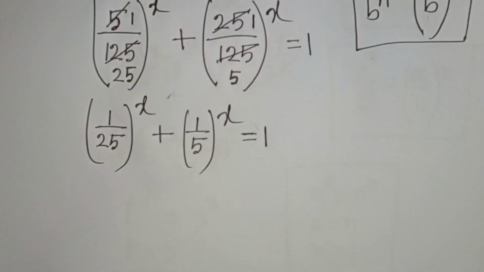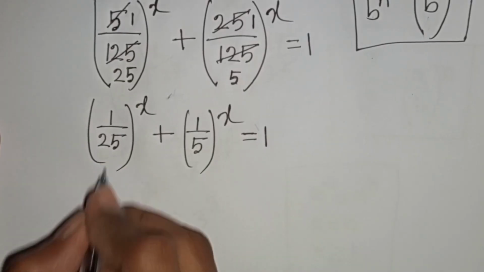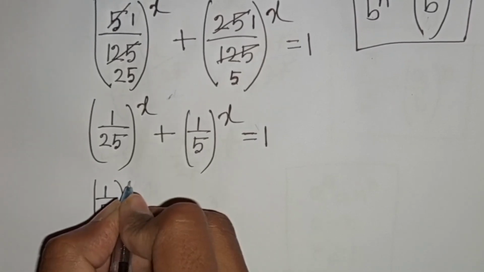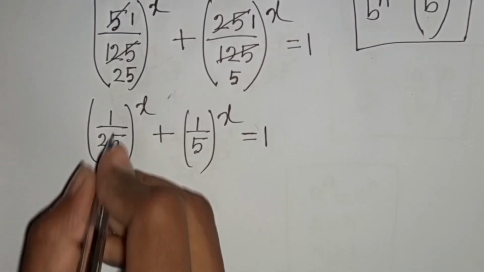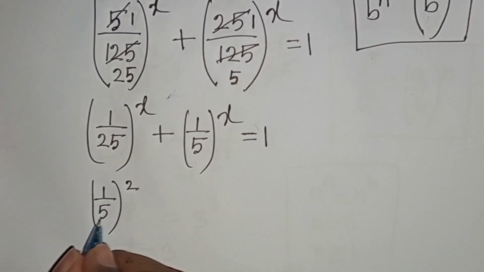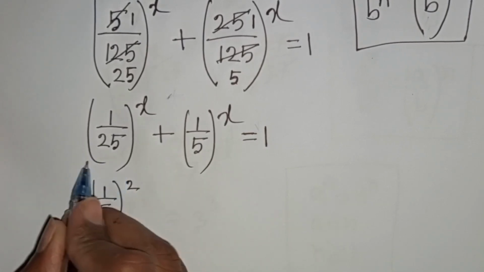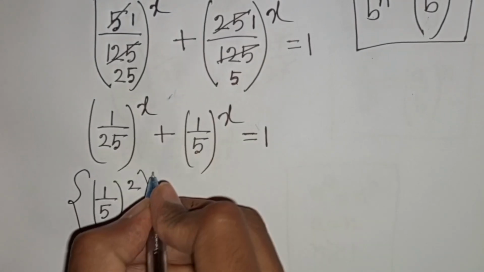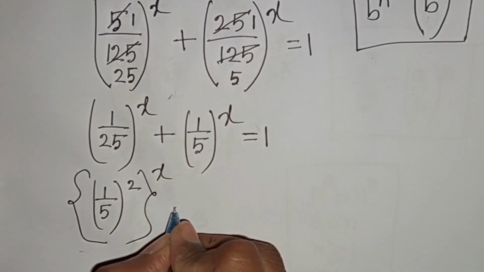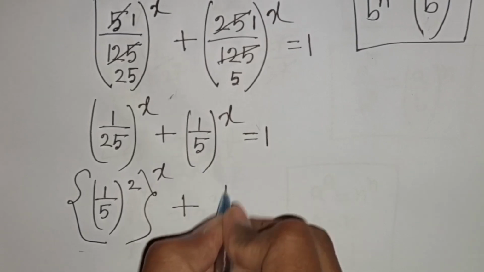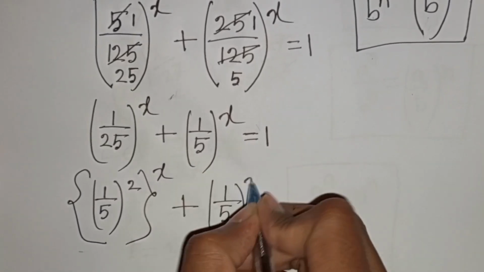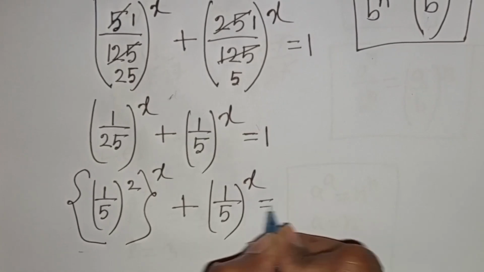Now 1 by 25 can be written as (1 by 5) to the power 2. 1 over 25 is the same as (1 over 5) squared. Then the first bracket can be written as the second bracket, so we have ((1 by 5) power 2) power x plus (1 by 5) power x is equal to 1.